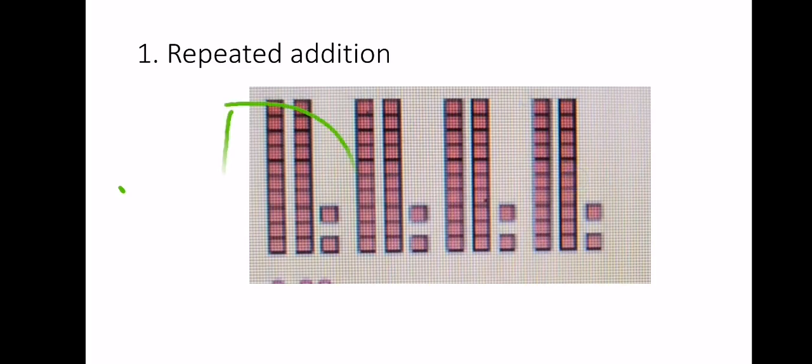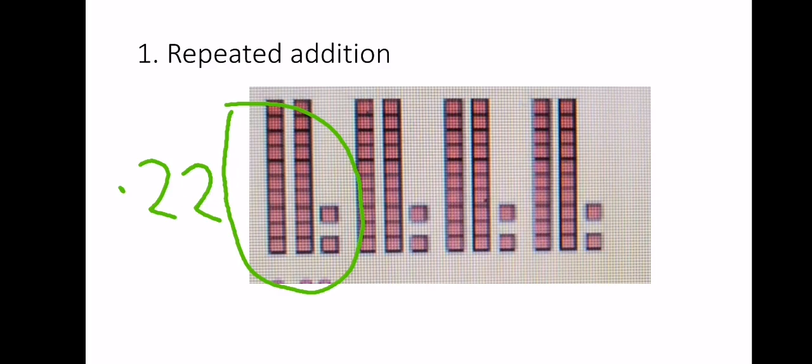As you see here, I have a shape or a pattern which is repeated. Each one of them has two rods and two small squares. It means it represents 0.22. How many times is it repeated? It's repeated in front of me 4 times. So if I want to make it a multiplication, it will be 4 multiplied by this value. How can I make this multiplication?